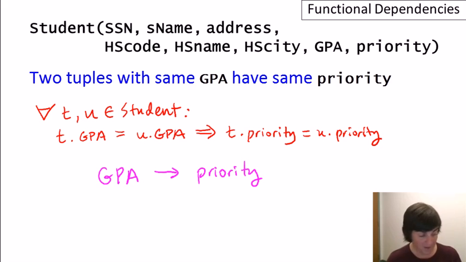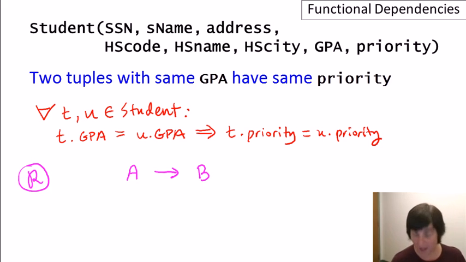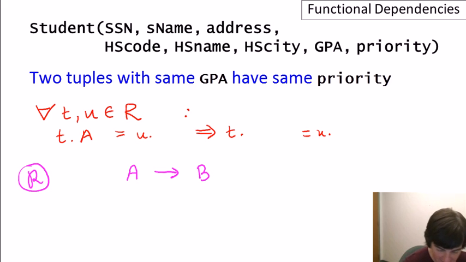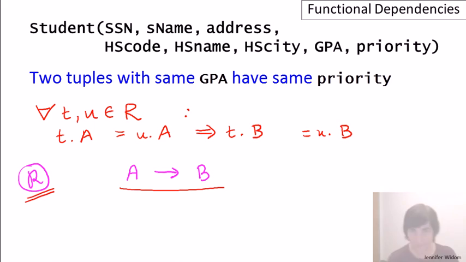So that was a specific example. Now let's generalize our definition. Let me replace GPA and priority here with just two attributes, A and B, of, say, a relation R. And then we'll also need to modify our definition. You can see I've erased the specific attributes and relation, and I'll just say for every T and U in our relation R, if T.A equals U.A, then T.B equals U.B, and that's the definition of the functional dependency A determines B for a relation R.